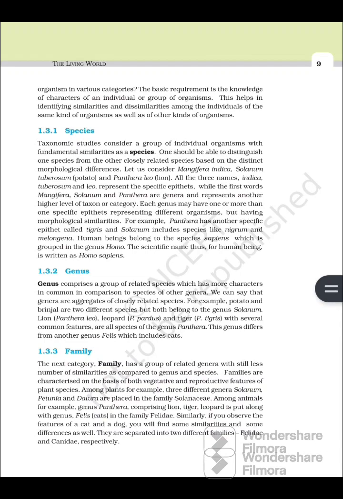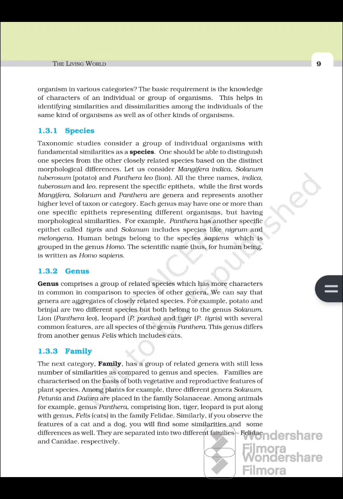We can say that genera are aggregates of closely related species. For example, potato and brinjal are two different species but both belong to the genus Solanum. Lion (Panthera leo), leopard (Panthera pardus), and tiger (Panthera tigris), with several common features, are all species of the genus Panthera. This genus differs from another genus, Felis, which includes cats.